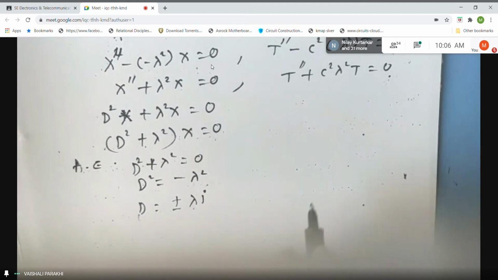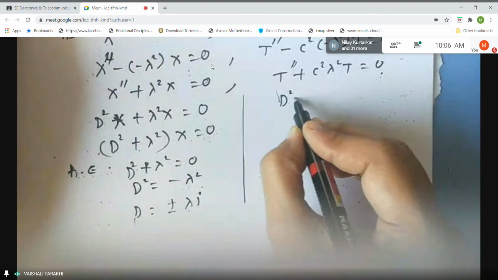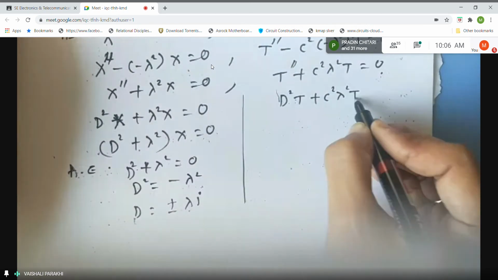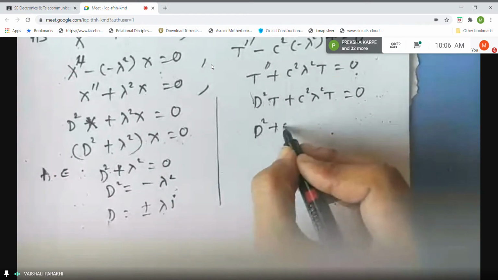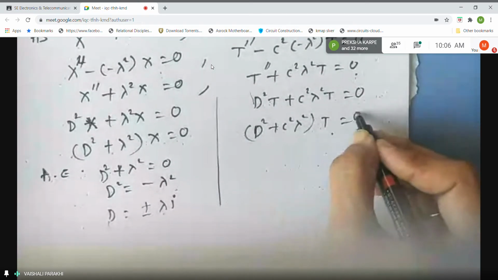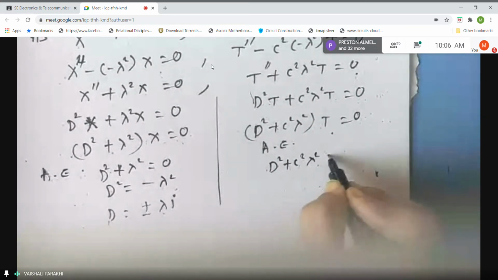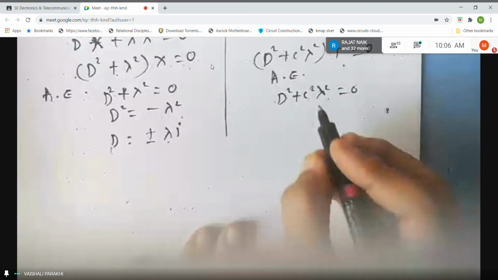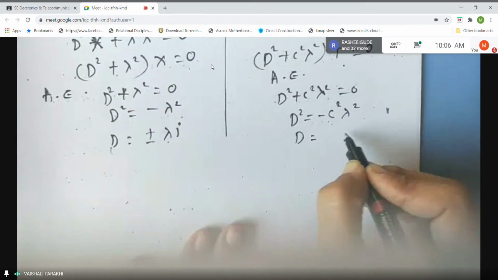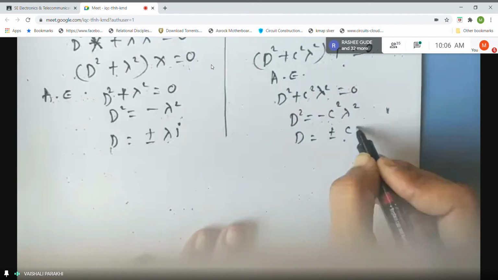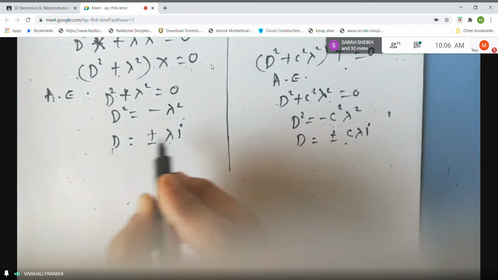Okay. Similarly, what will happen here? It will be D square T plus c square lambda square T is equal to 0. T is common, so D square plus c square lambda square, T is equal to 0. So what is the auxiliary equation here? D square plus c square lambda square is equal to 0. So D square is equal to minus c square lambda square. So again the root of a negative number will be plus or minus c lambda i. Okay, so these are the roots.